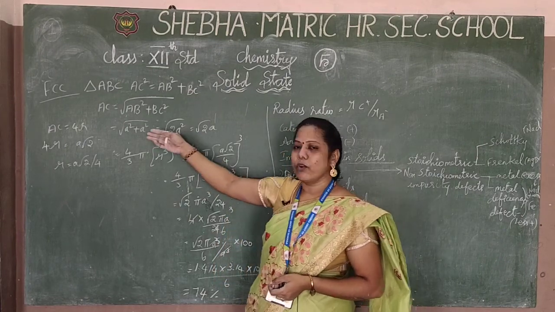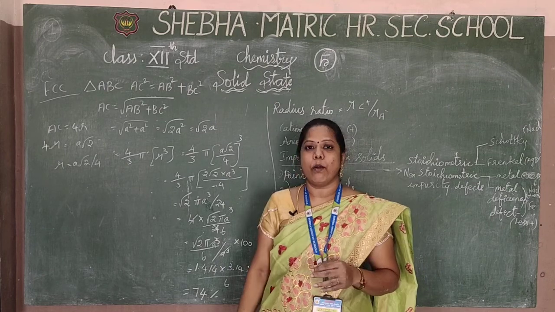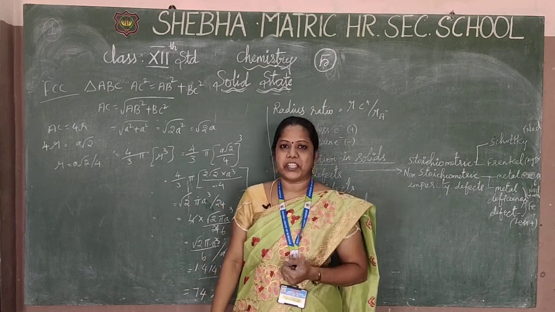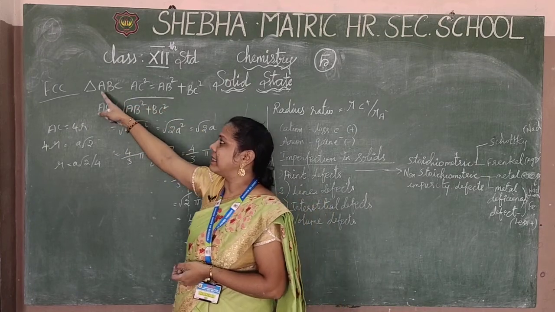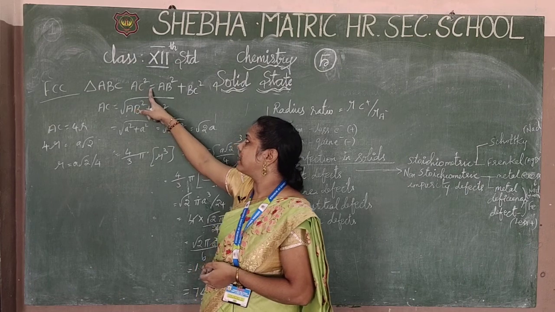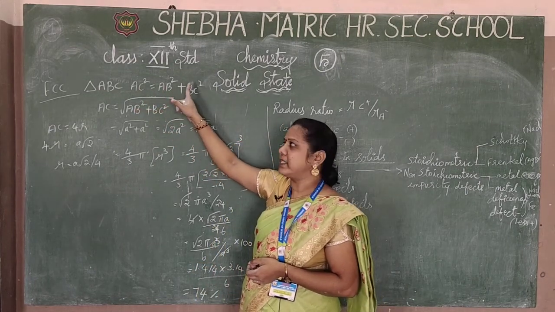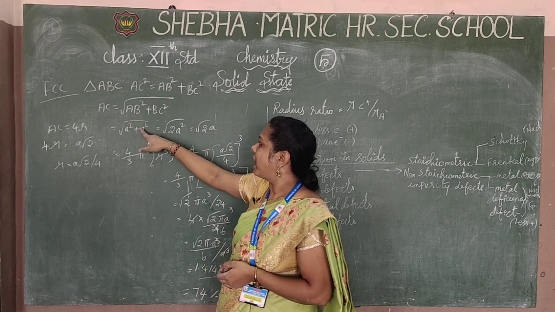Now we have to go for the FCC, that is the face centered cubic unit cell. How to find out the packing efficiency? For FCC, from the triangle ABC, by the Pythagoras theorem, AC square is equal to AB square plus BC square. Again, we have to find out AC from this formula.